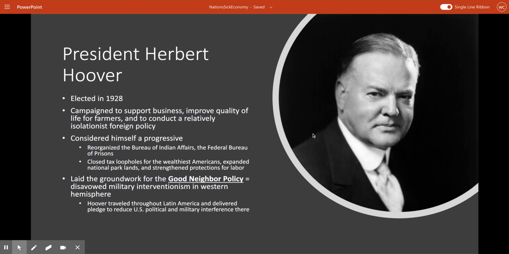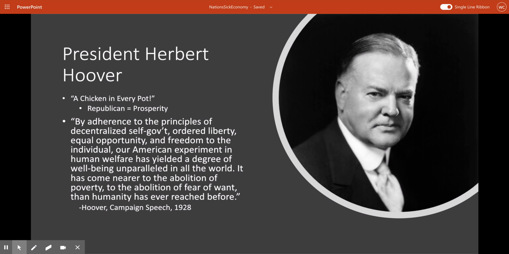So that's a little bit about him as president. And one of his big campaign promises when he ran originally for president and was elected in 1928 was a chicken in every pot. That was his promise. And basically that meant that he expected under his leadership that everyone would be prosperous. Everybody would have enough money for some food. Everything would just be great, just like it had been.